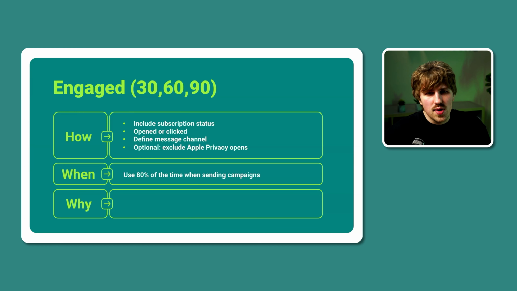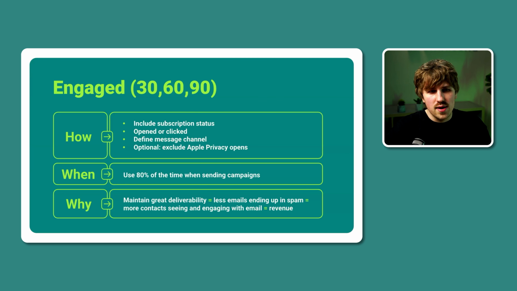80% of the time when sending campaigns, I recommend using that. It will help with deliverability. And why? Maintaining good deliverability means your reputation will remain high and no emails will land in spam, which means higher revenue per email sent. And you'll know that customers are actually opening and clicking your emails.